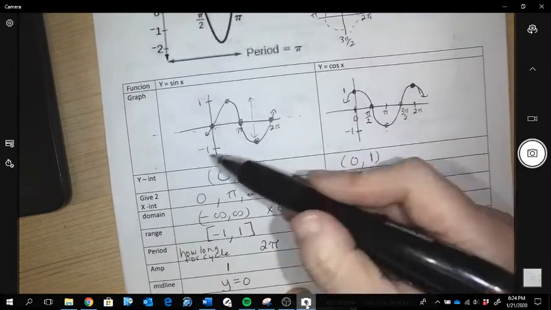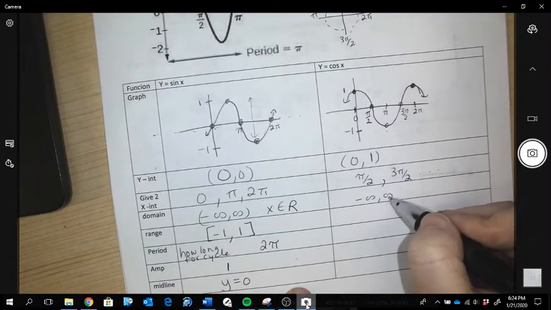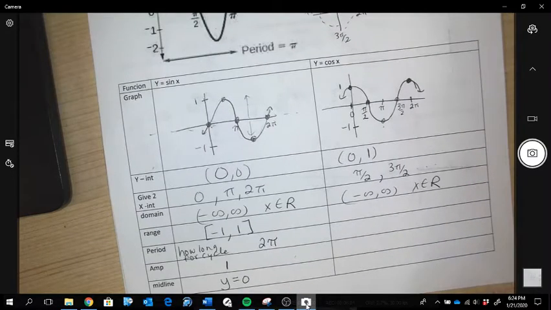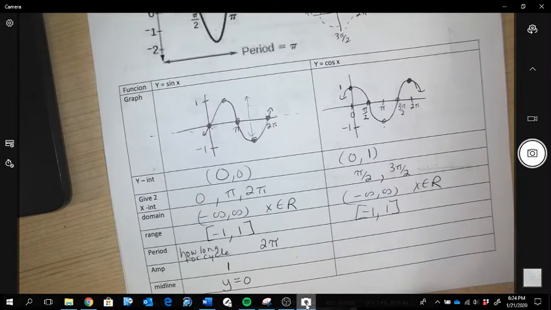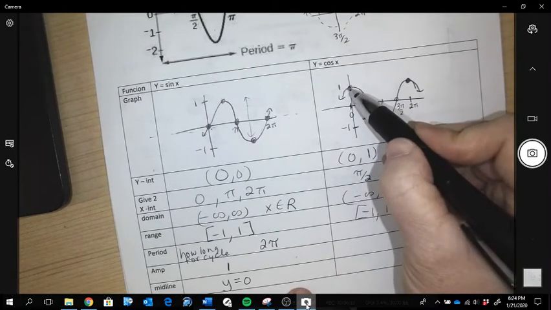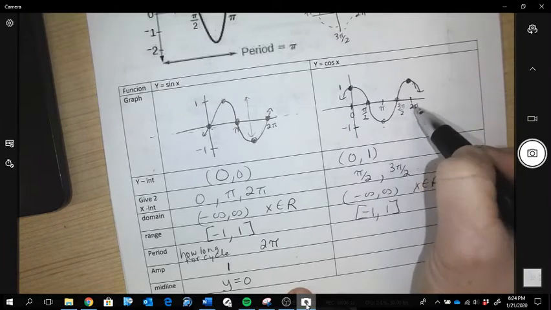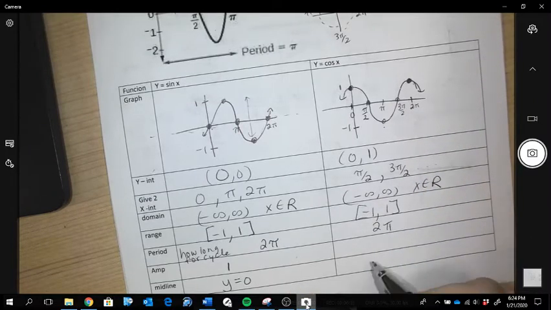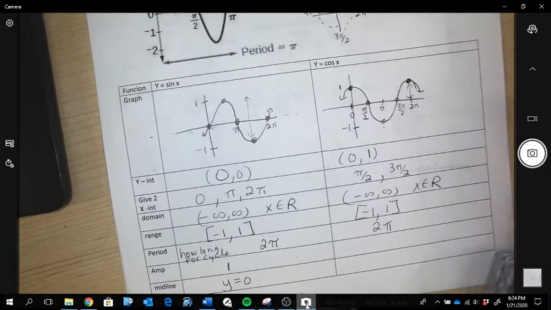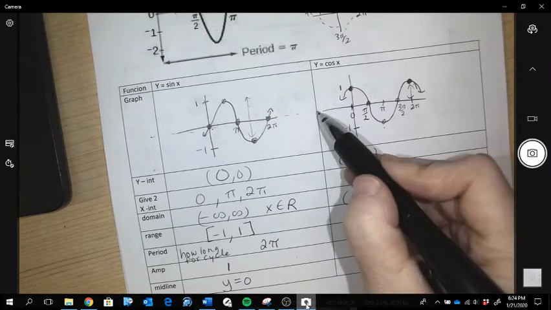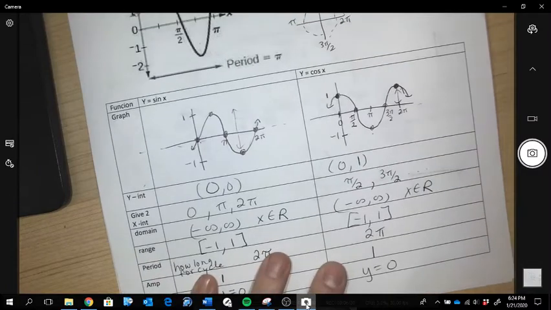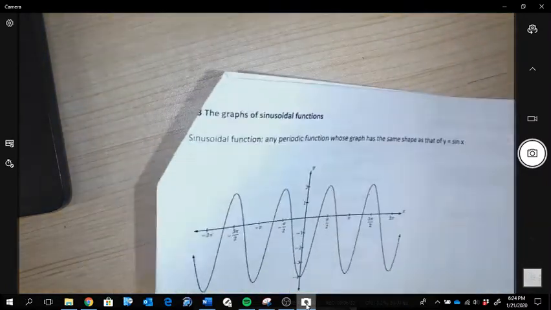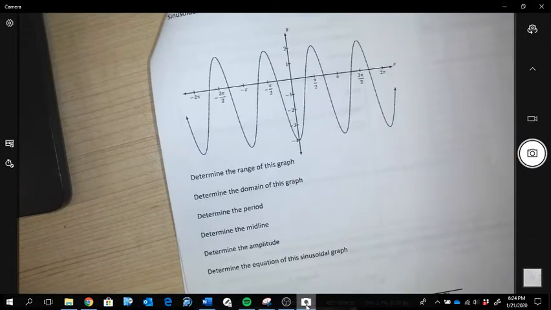Your domain, it's going to keep going that way and going that way. So x is an element of the real numbers. Range, lowest, -1, highest 1. Period. So this is at a max, and it got back to a max at 2 pi. Amplitude, it stretches a distance of 1 off the midline, and the midline is right here, y equals a height of 0. Okay, that's 8.2.